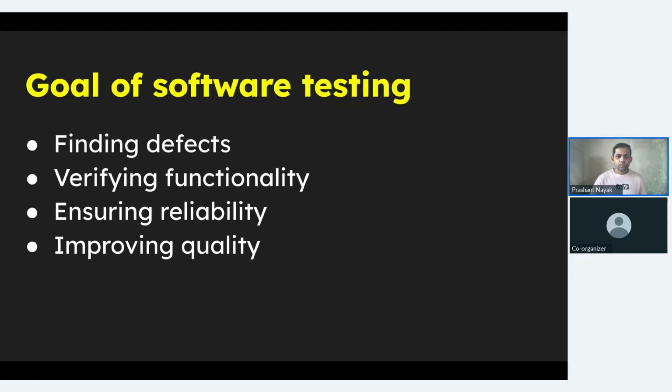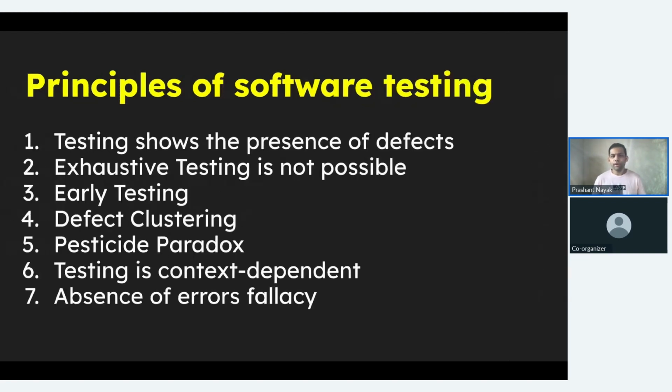Now there are different principles of software testing. Make a note of these points because this is very important, and these are always asked in a software testing interview. Whenever you go for an interview as a fresher, or if you have 1 or 2 years of experience and you try to switch jobs, these are the things related to software testing that are always asked. There are 7 principles of software testing.